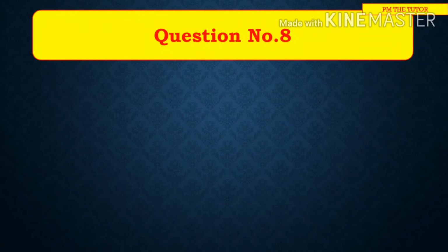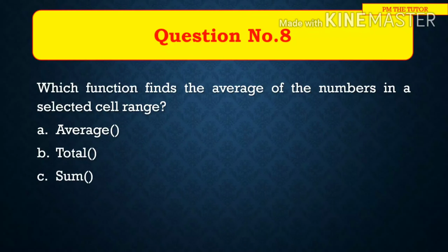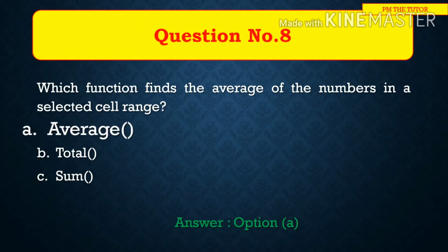Next, question number 8. Which function finds the average of the numbers in a selected cell range? Options are average function, total function or sum function. Right option is option A, that is average function.